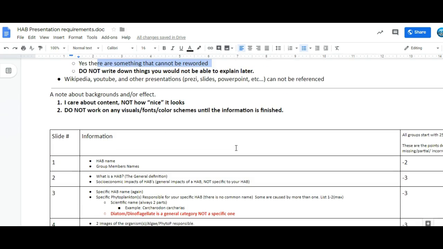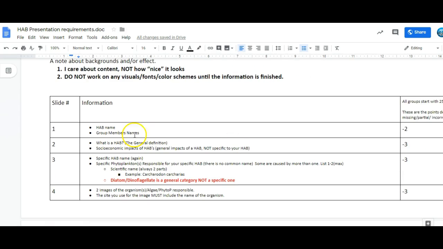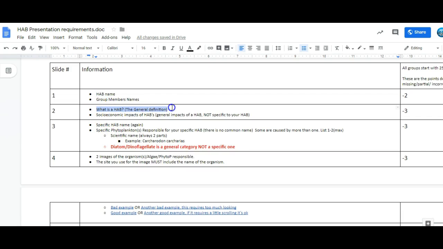So I'm just going to give a quick breakdown of each of the slides. On slide number 1, I just need the HAB name, brown tide, red tide, whatever it happens to be, and group member names. After that, what is an HAB? Now look, just do a general search in Google for HAB. I don't need to know about your specific HAB yet.